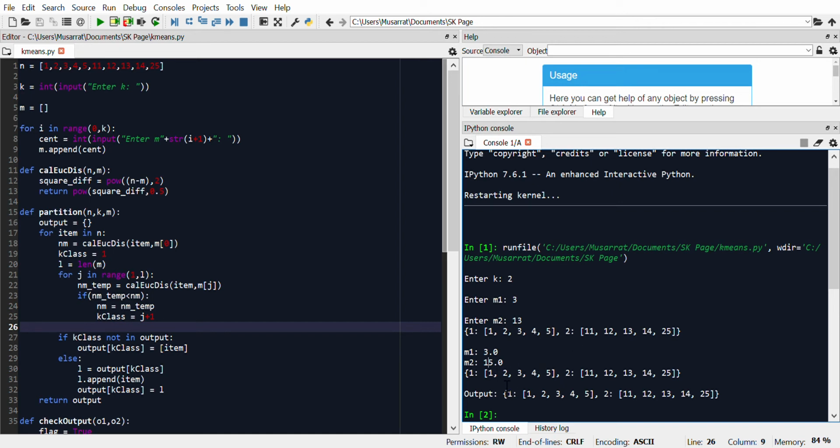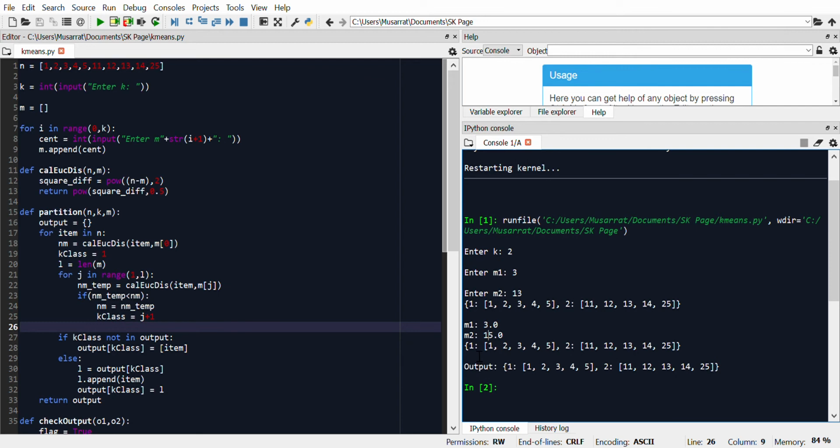Okay, so in the second round I have 1, 2, 3, 4, 5 in the first cluster and 11, 12, 13, 14, 25 in the second cluster. Since both the clusters are the same, this will be my output. So in the first cluster I have these values, in the second cluster I have these values. So similarity is measured using the Euclidean distance, which I have mentioned in the code. Okay.